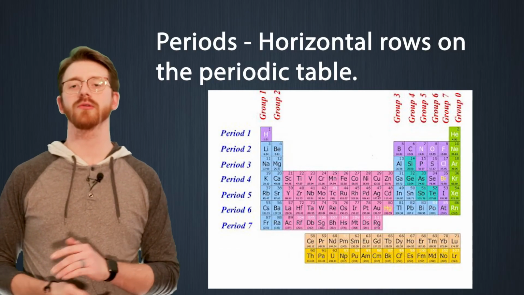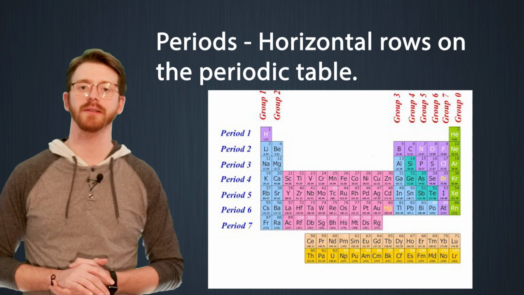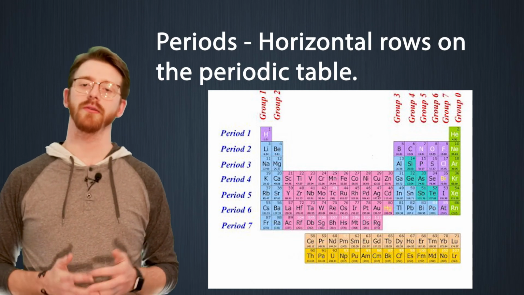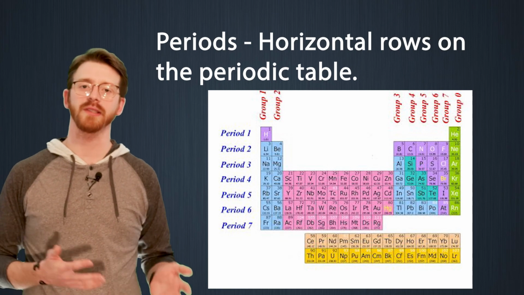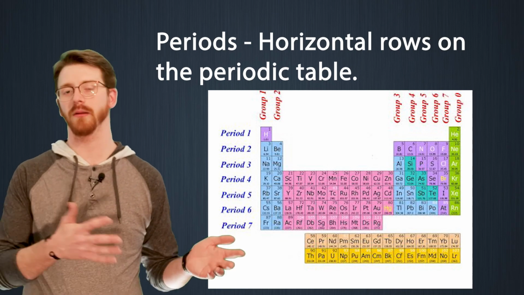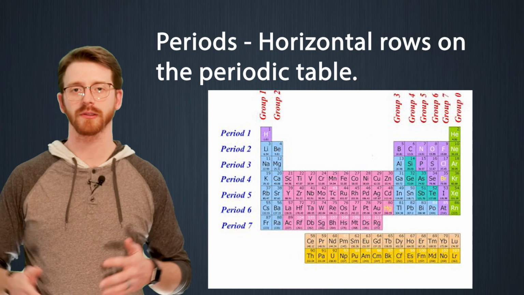The horizontal rows on the periodic table are known as periods. Horizontal row 1 is called the first period, and it contains hydrogen and helium. Row 2 is called the second period, and it contains elements lithium through neon, so on and so forth.